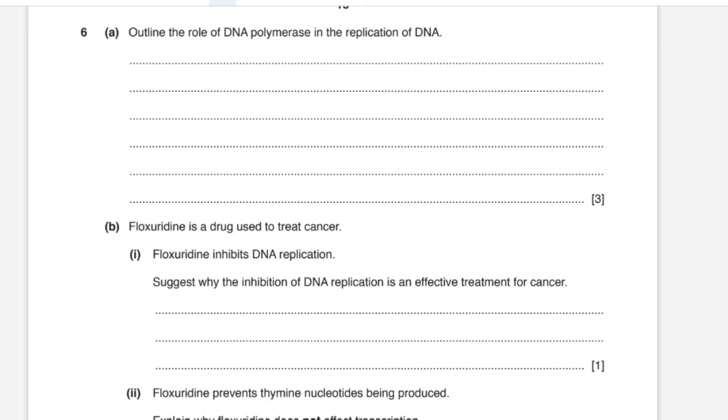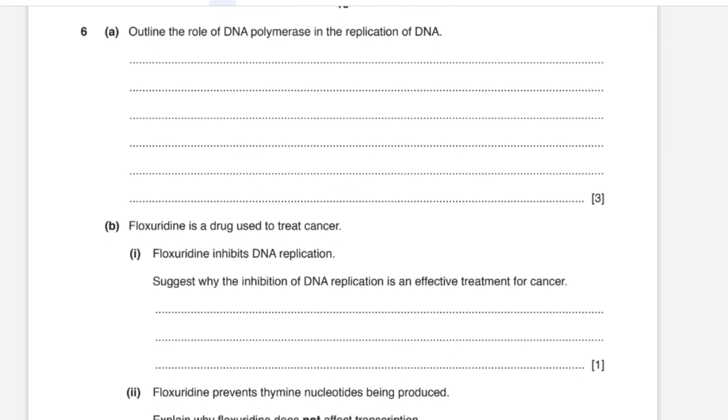6a, outline the role of DNA polymerase in the replication of DNA. So this enzyme forms phosphodiester bonds between nucleotides in the new DNA strand. So this joins the nucleotides together, and it only adds nucleotides to the growing strand if they have bases that are complementary to the bases on the old DNA strand, which is a feature of DNA polymerase you should be well aware of.